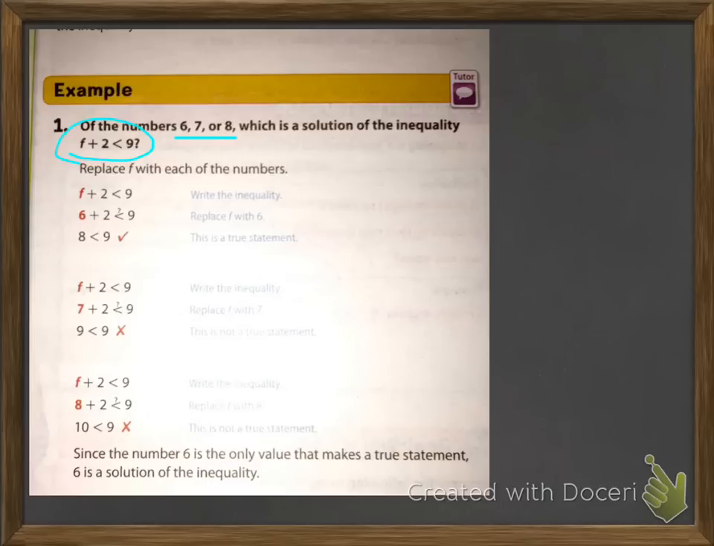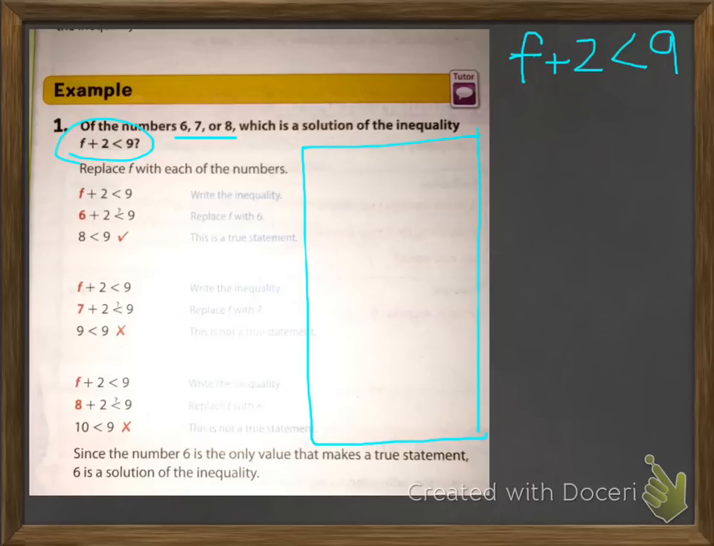We have a lot of space over in this area, so things that I'm going to be writing, I want you to put in the area that I just boxed in. This is where I'm going to be looking for it tomorrow when you come in and I'm checking your notes. So the inequality that I have is f plus 2 is less than 9. It wants me to test it with these 3 numbers. So the first thing I'm going to do is substitute in 6 for where f is because that's the first number I'm dealing with.